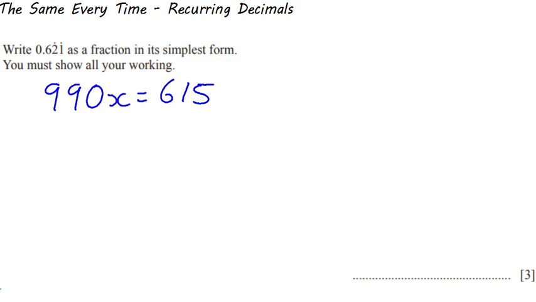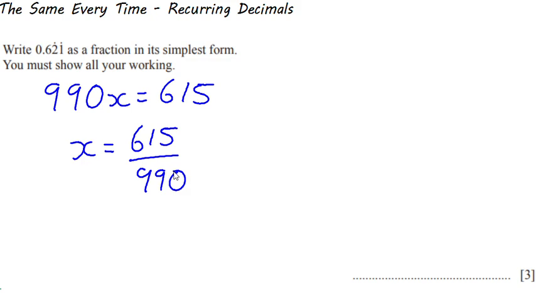Now I need to write that as a fraction. So x is going to be multiplying by 990 on the left-hand side, divide by 990 on the right-hand side. So 615 divided by 990. So we need now to simplify that fraction. Well, I can see that 615 will divide by 5 and 990 will divide by 5. That might not be the best simplification, it might not be the biggest common factor, but I'm doing this non-calculator, so I'm going to start with that one.